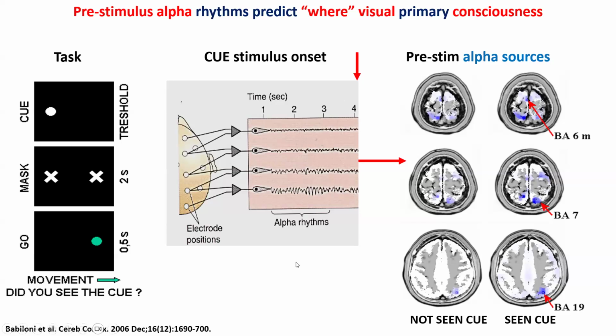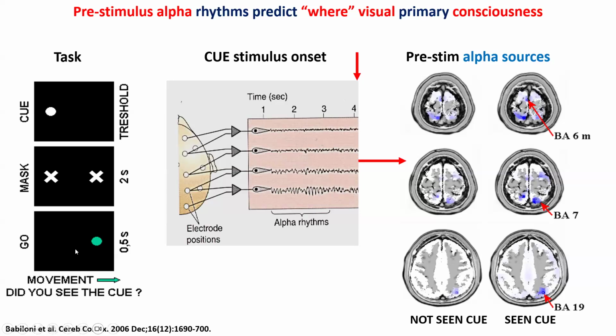In the instruction, we explained to the participants, healthy volunteers, to press a button, right button, if the go stimulus was on the right side of the screen, left button if the green circle was on the left part of the screen.